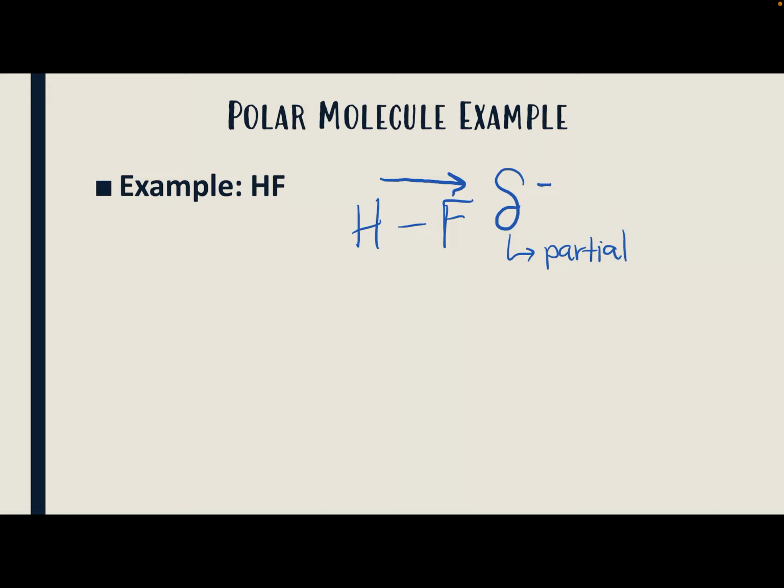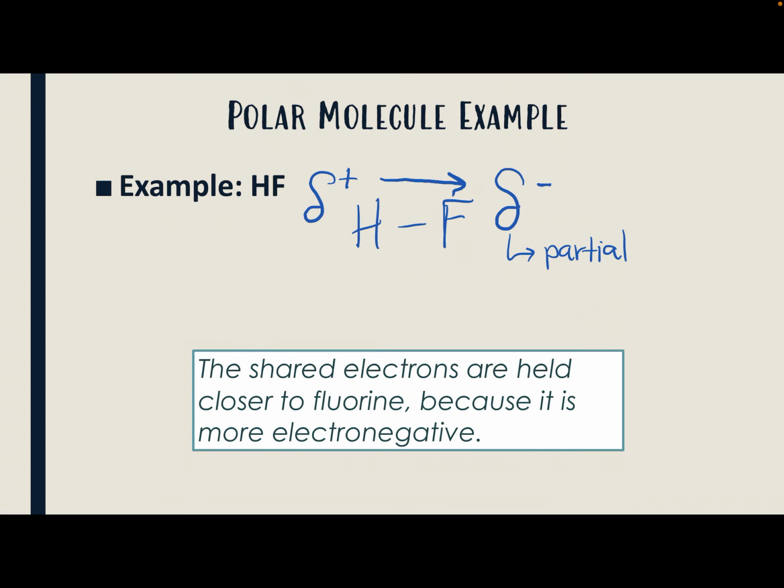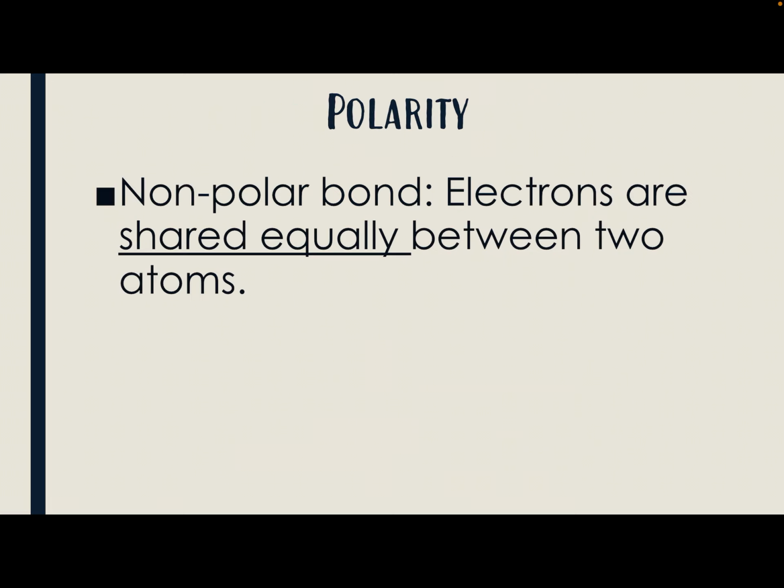It's not fully negative, but it is partially negative because fluorine has a higher electron density on itself, because it's pulling electrons closer to itself. Whereas hydrogen is going to have a partial positive. It's not as dense with electrons because the fluorine is pulling its electrons. And so this is what makes a polar molecule: one side will have this partial negative, one side will have this partial positive. So the shared electrons are held closer to fluorine because it is more electronegative.